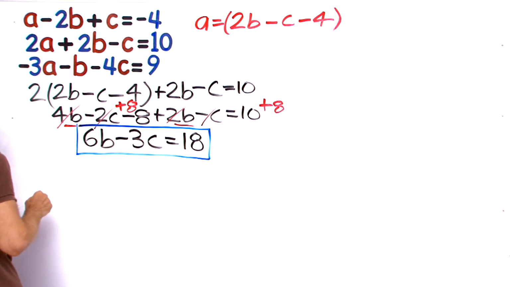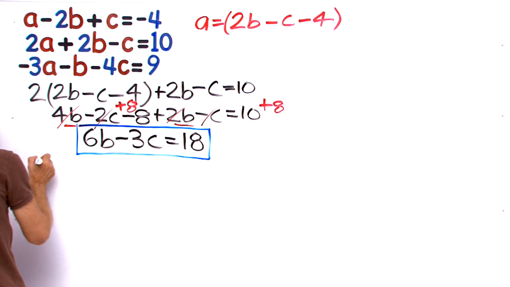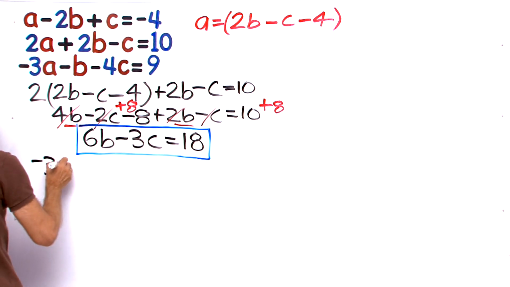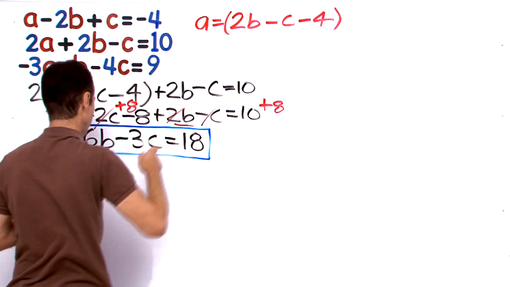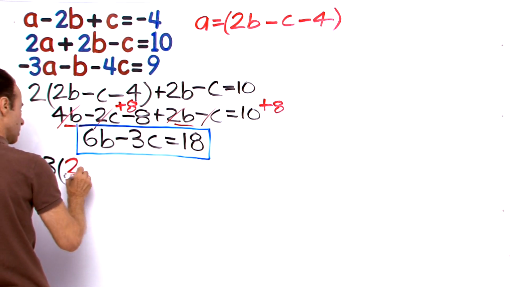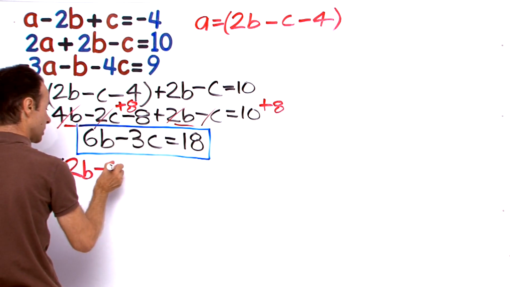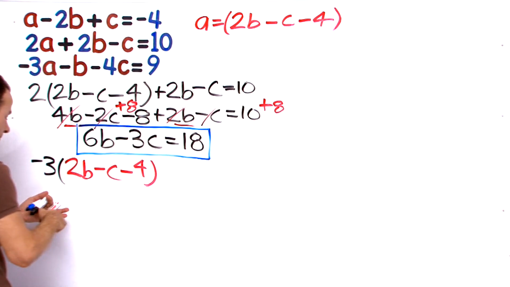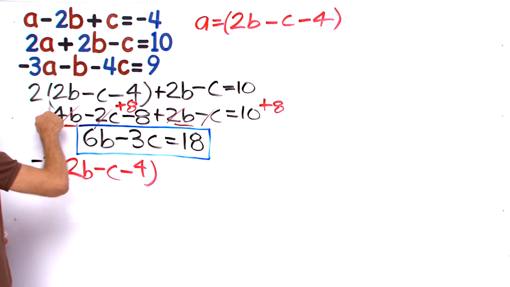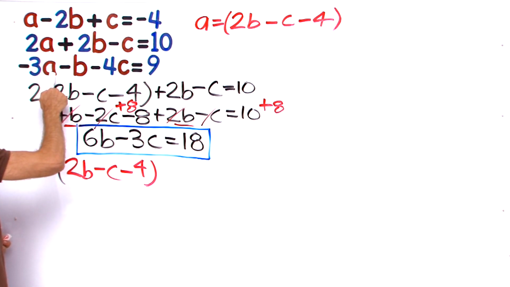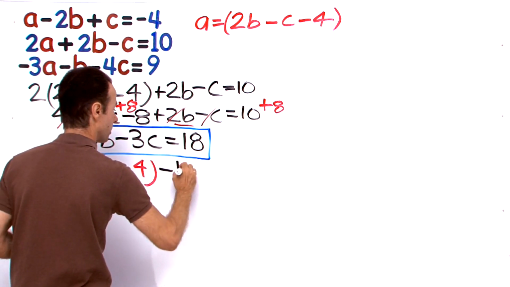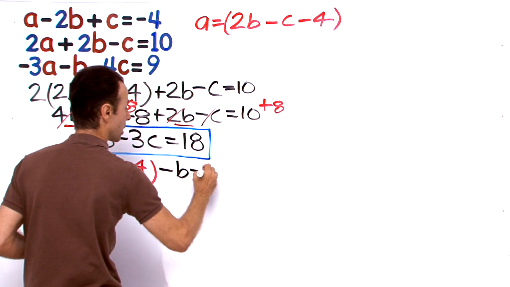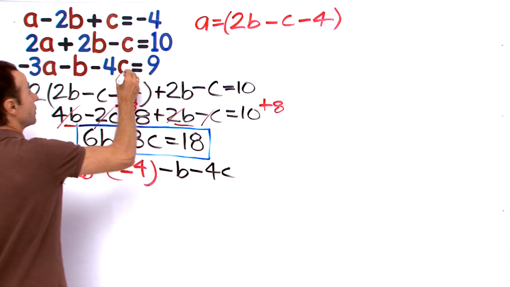We're going to put it right there. So let's go ahead and do that. So it's minus 3 times A. So let me do it over here. So it's minus 3 times A. Let's put the A in there. 2B, I'm going to use red this time. 2B minus C minus 4, close bracket. 2B, minus 3B, there we are. 3A, there's our 3A, minus B. Minus B, minus 4C equals 9.